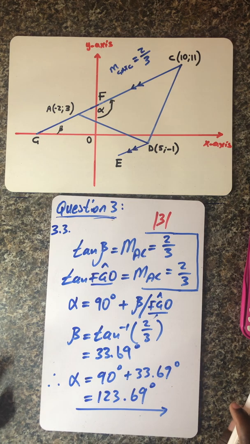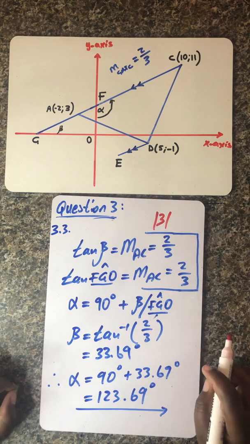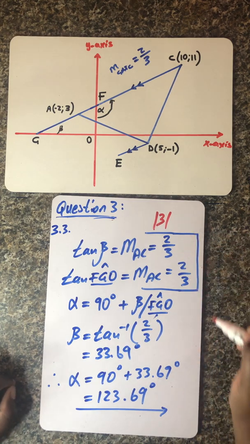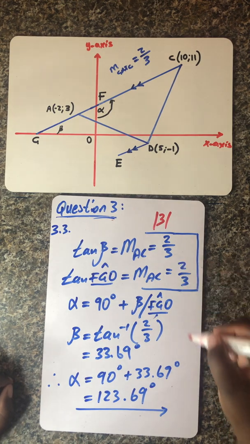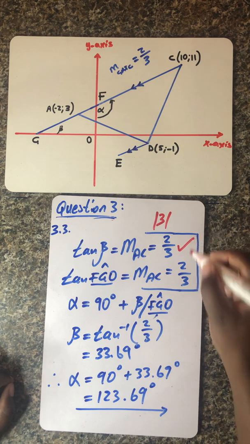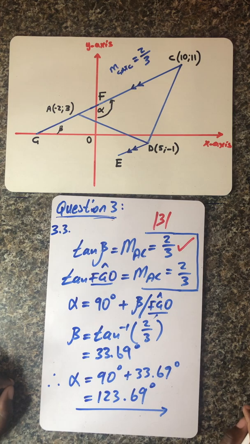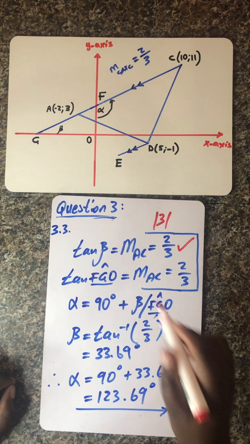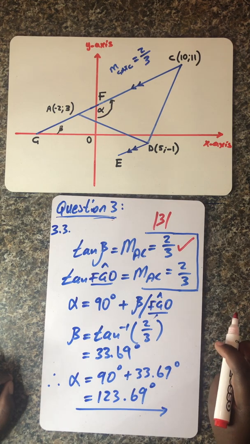Where do you score your marks? Okay, ladies and gentlemen, it is very important that you understand exactly where you score your 3 marks. So this is where they give you your first mark. There or there, it doesn't really matter which one you've written as part of your answer. So let's assume we used that formula. That means tan beta is equal to the gradient of AC, which is equal to 2 over 3. This is where you score your first mark.